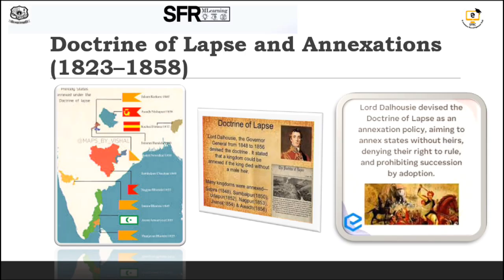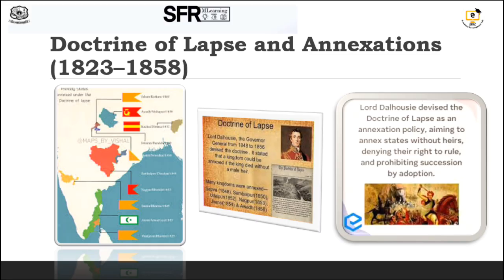The third one is doctrine of lapse and annexations. Doctrine of lapse, what is its meaning? The doctrine of lapse, which was introduced by Lord Dalhousie, declared that states without a natural male heir would be annexed by the British as adopted sons were not recognized. The states annexed under this doctrine were Satara, Sambalpur, Jhansi, Nagpur.